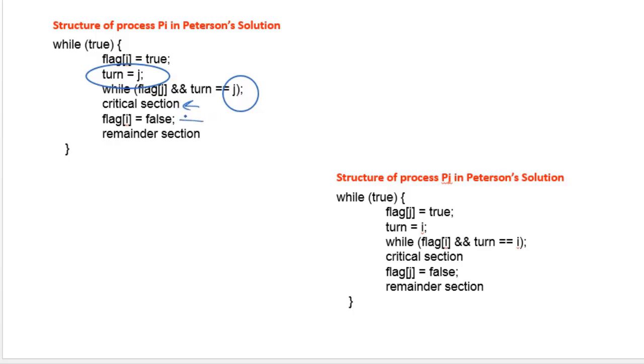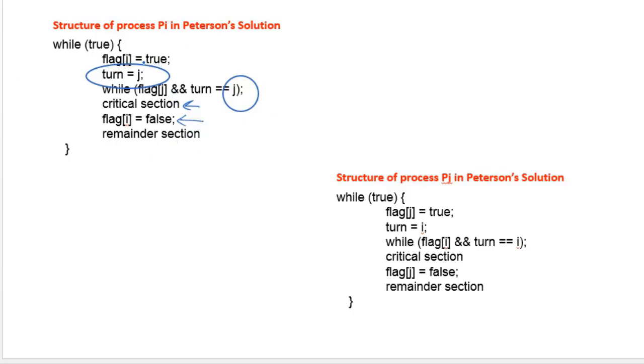And also in the exit section, you can see that it is making the flag of i value equal to false, and this code is responsible for satisfying two of the requirements of the critical section problem, that is progress as well as bounded waiting. And here we have the remainder section.